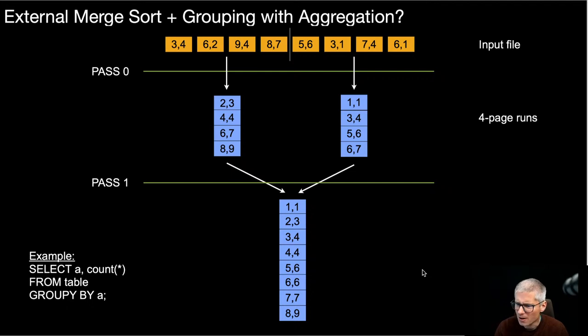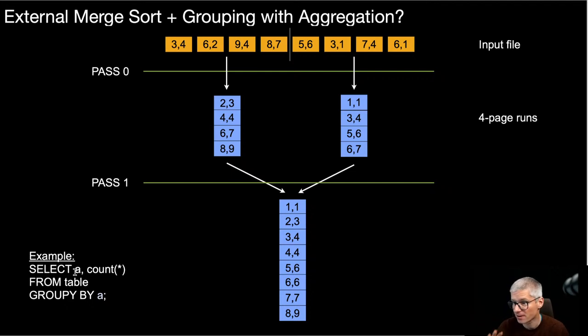And that is, what about, I mean, we're in a database, right? It's not only about sorting. We also want to group and aggregate, as shown above already. But let's assume we have a query like that. We want to select, we want to group on some attribute, and then we want to count the number of occurrences.